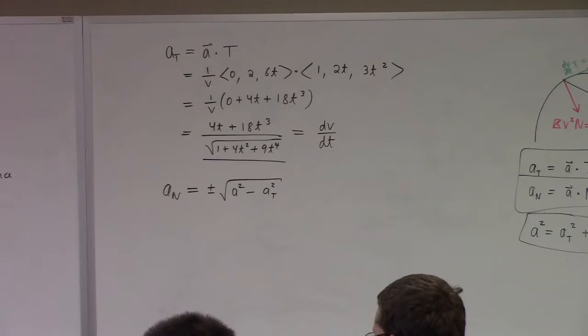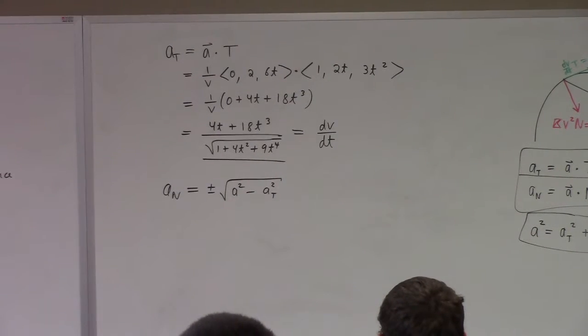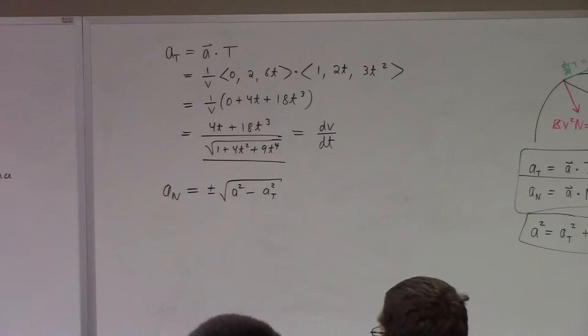Yes, that's another way you could have done it. Good. Very good. That might be faster. Fair enough. But as you know, I'm trying to preach this gospel of taking dot products to get components of vectors. I hope you're noticing that.